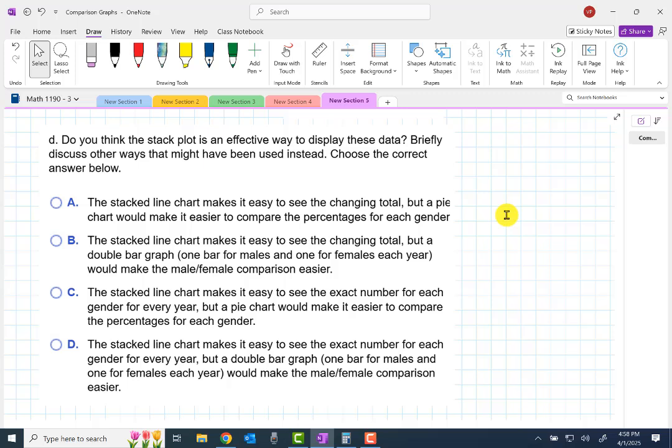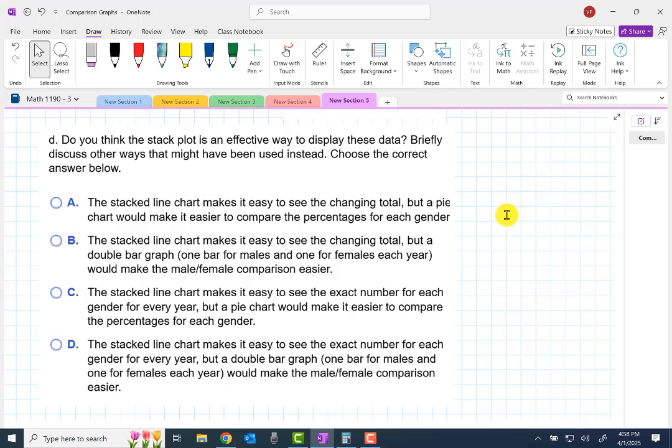So let's take a look. The stacked line chart makes it easy to see the changing total, but a pie chart would make it easier to compare the percentages for each gender. That's true, you could do that. That's certainly one thing that you could. The stacked line chart makes it easy to see the changing total, but a double bar graph, one bar for males and one for females each year, would make the female-male comparison easier. That certainly seems true to me.